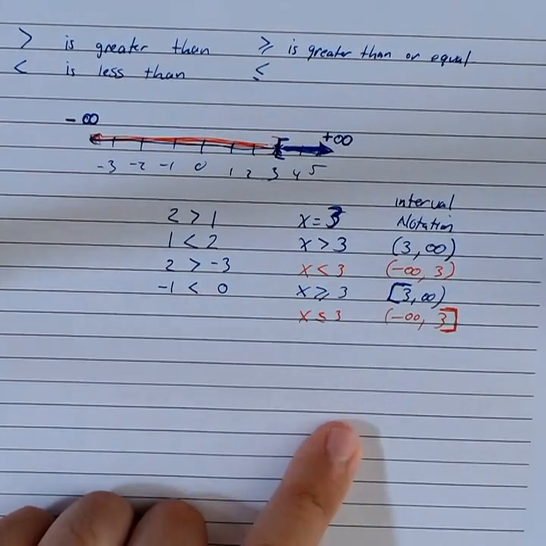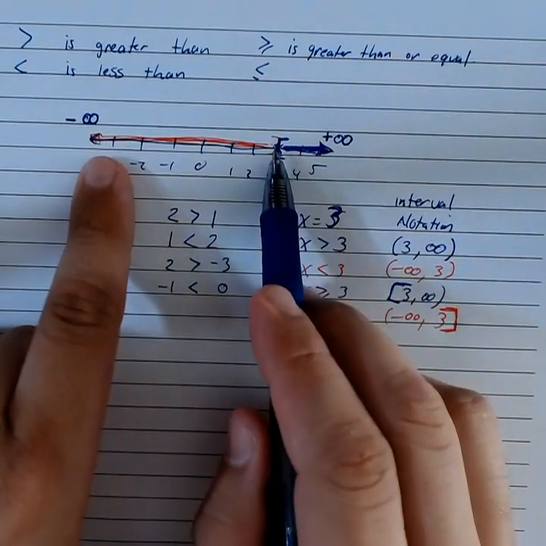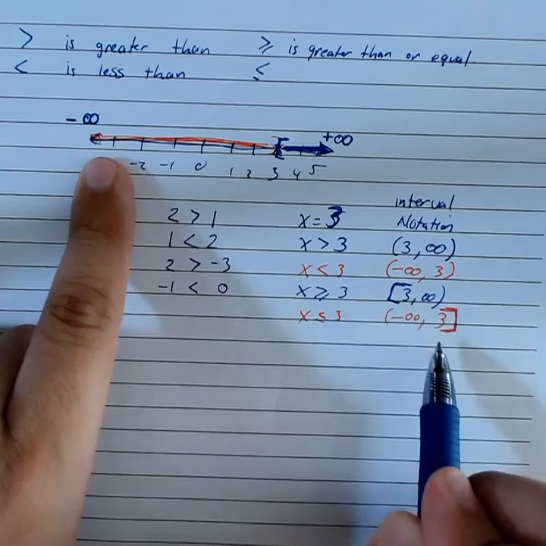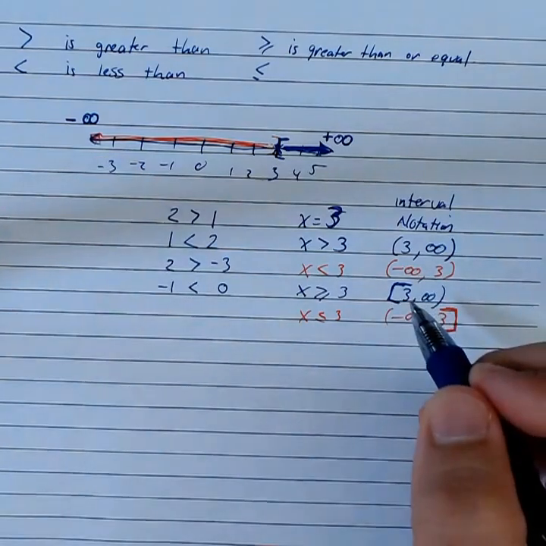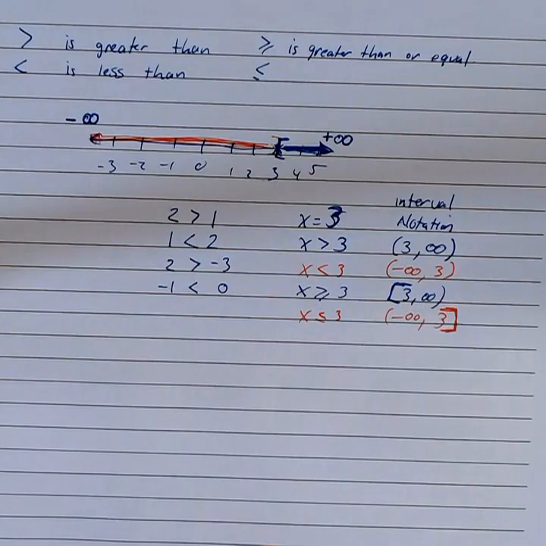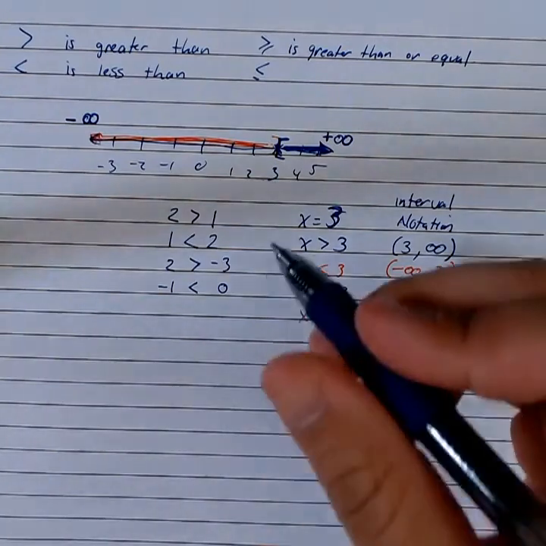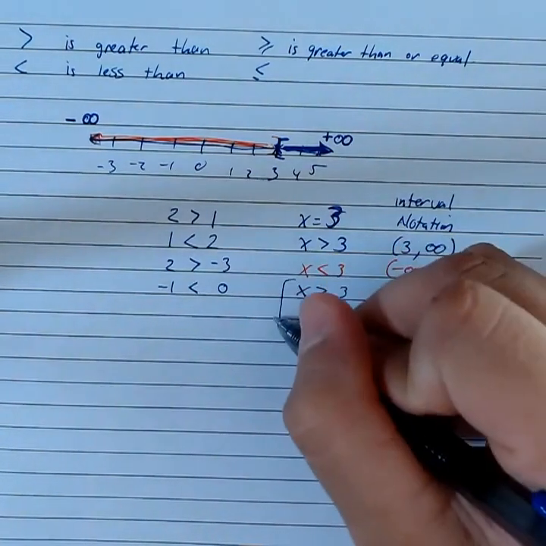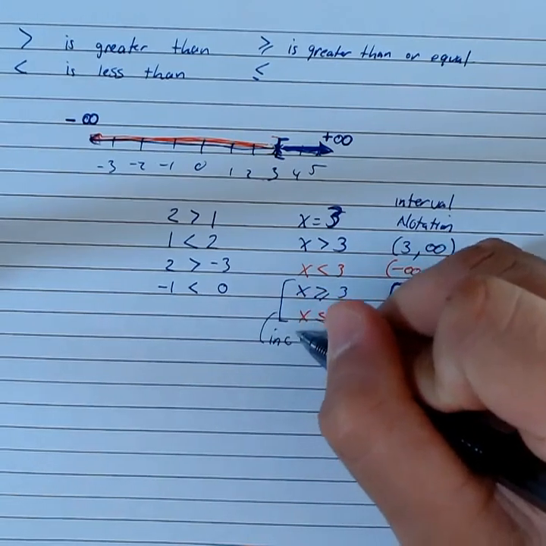Whenever you include the endpoints, the endpoint of the interval, whenever you include the number 3 here or here, this is called an inclusive inequality for obvious reasons. You're including something, so we call it inclusive. These are called inclusive inequalities.